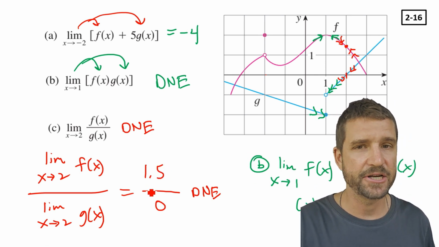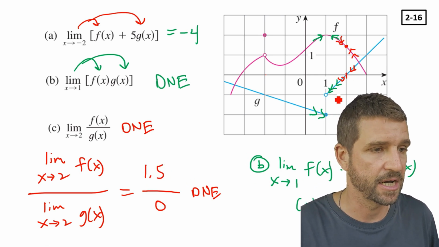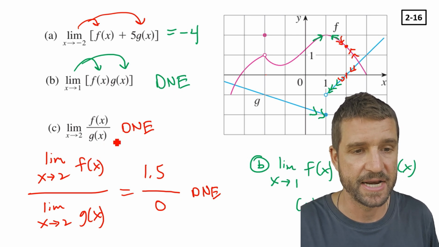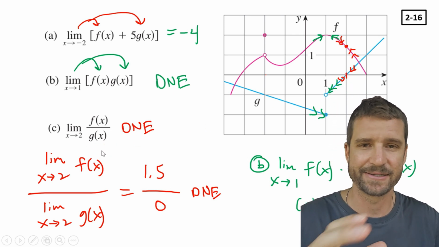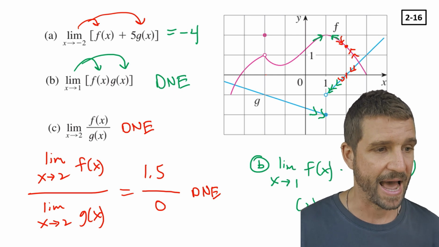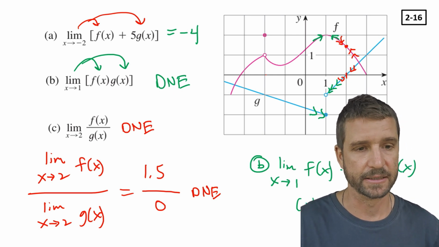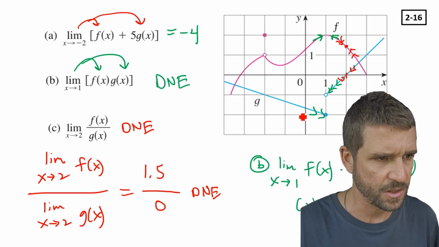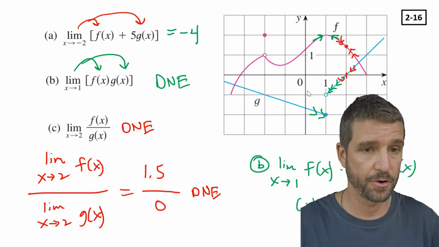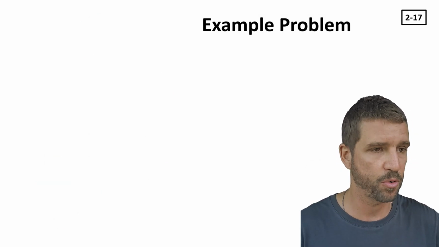And there isn't any additional work you can do here because the denominator does not exist, and there's no way of manipulating this to make it not a 0 in the denominator. It's just that one does not exist. Okay? So those are those, and I have a couple more very important ones.